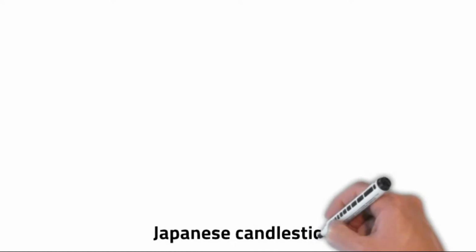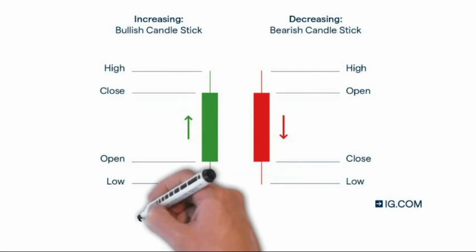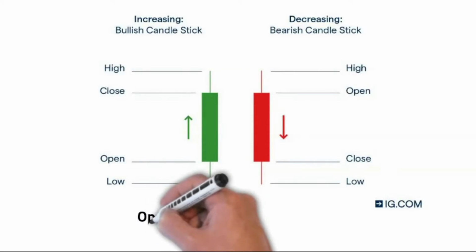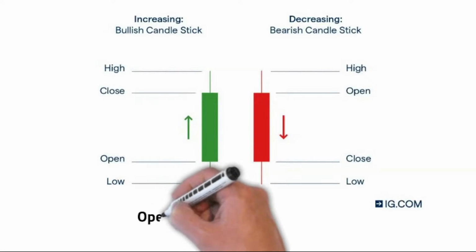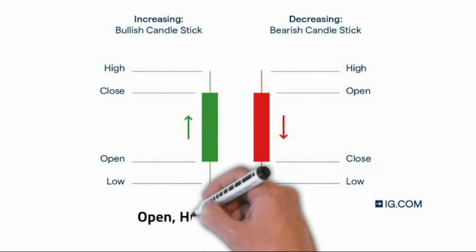Japanese candlesticks are formed using the open, high, low, and close of the chosen time period. If the close is above the open, then a bullish candlestick is drawn. These candlesticks are normally displayed as green candlesticks. If the close is below the open, a bearish candlestick is drawn. These candlesticks are normally displayed as red candlesticks.